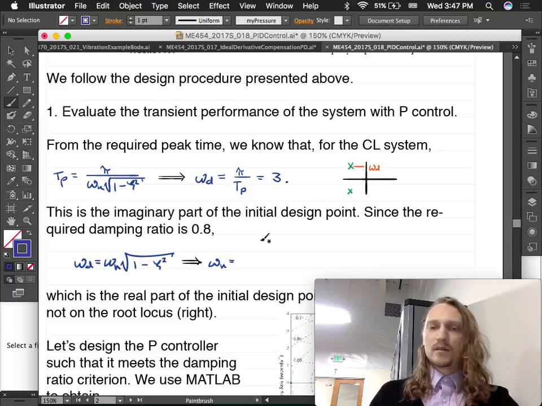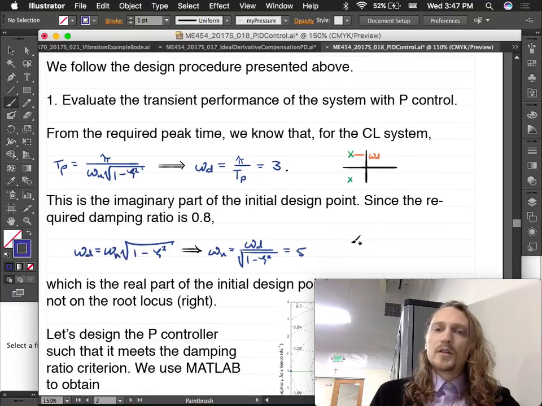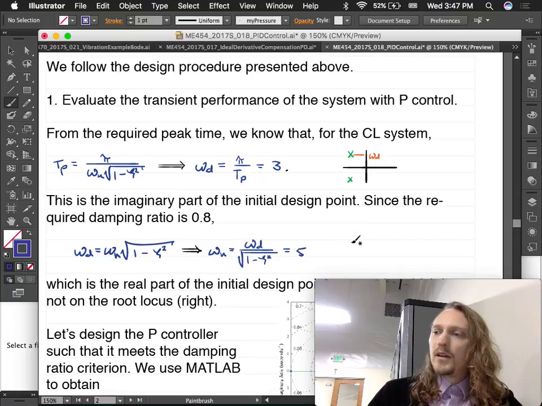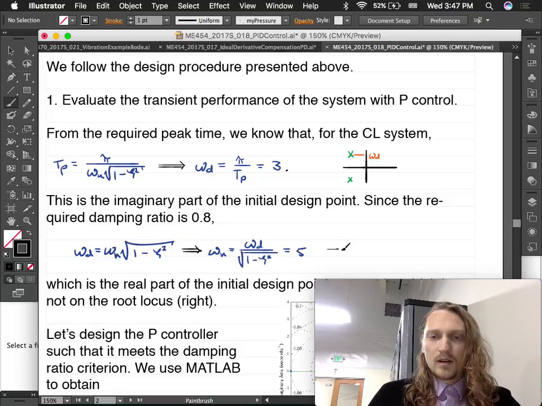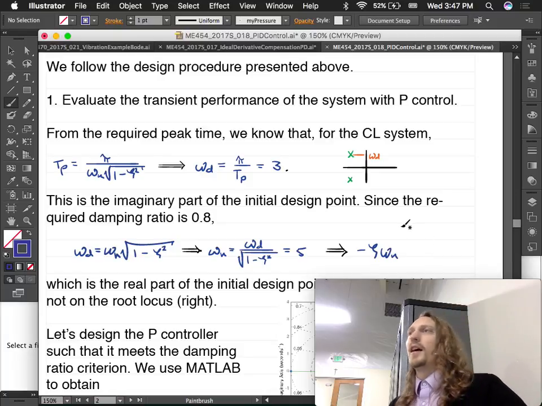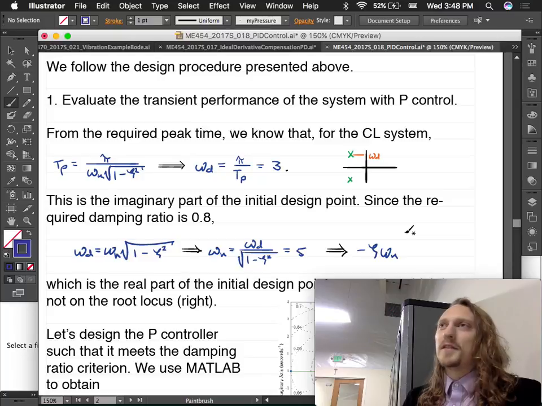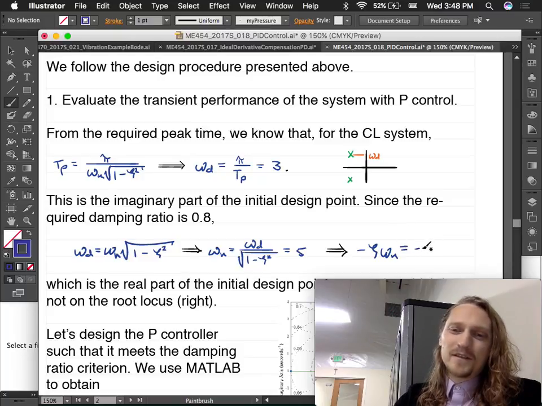And that's going to give us omega d divided by the square root of 1 minus zeta squared. And if we plug in 3 for omega d and 0.8 for zeta, we'll get around 5. So if we want to know what the real part of our design poles is, it's zeta times omega n, and zeta is 0.8, so it's 4/5 of 5, which is equal to -4.